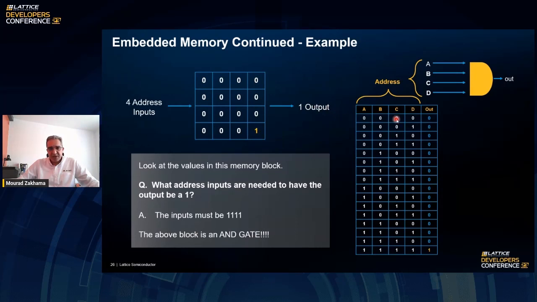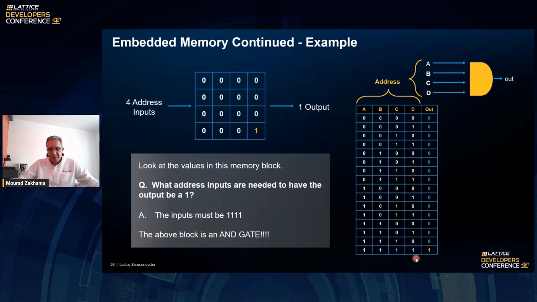And this is represented in the truth table that we see here. We have the 4 inputs A, B, C, D, and the output. And the only way to have an output 1 is to have the address line as 1111. So this is basically an AND gate, and that's the basic element of how all the logic in the FPGA is built.